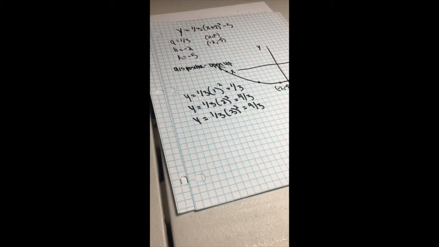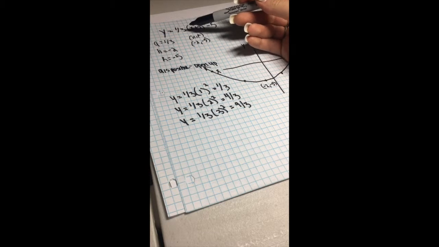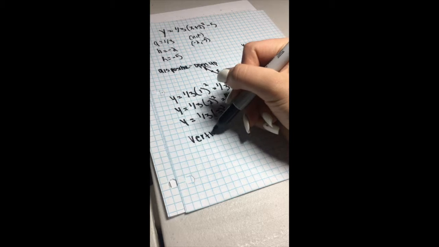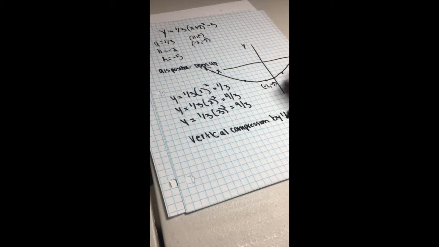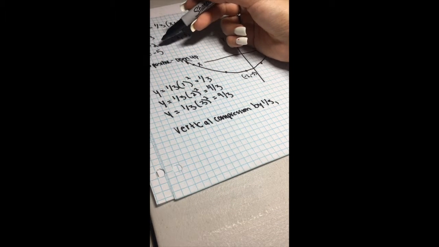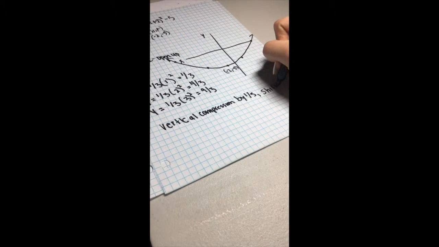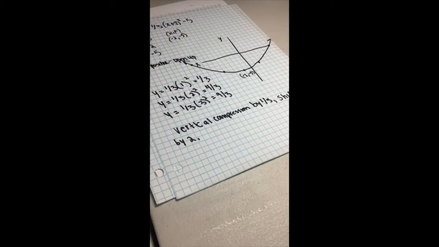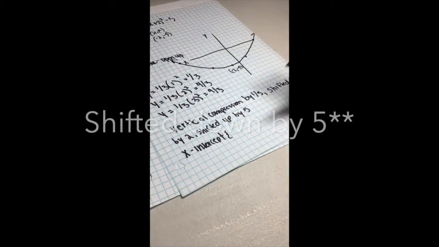So the next thing that we're going to do is our transformations. So as you can see, it is a vertical compression because our a is 1/3, and we know that it's going to shift left 2 because our h is negative 2, and we know it's going to shift down 5 because our k is negative 5.